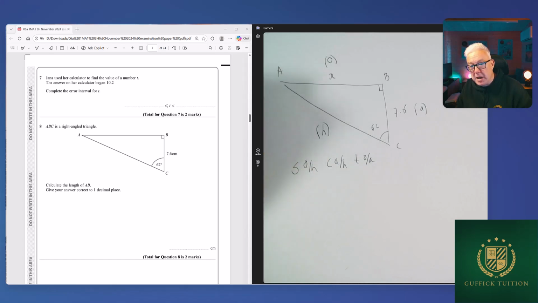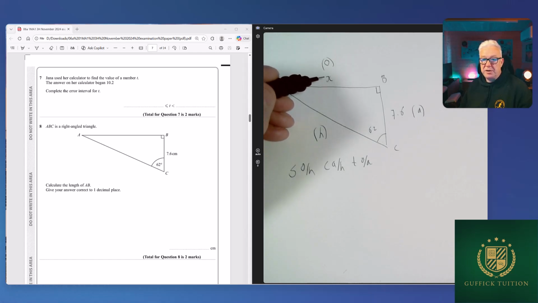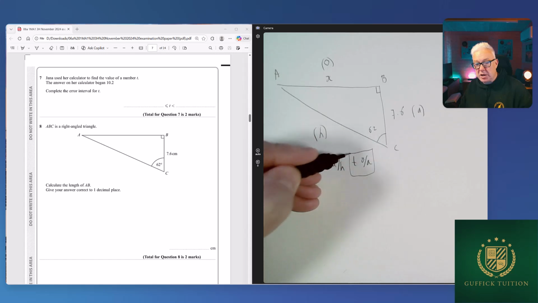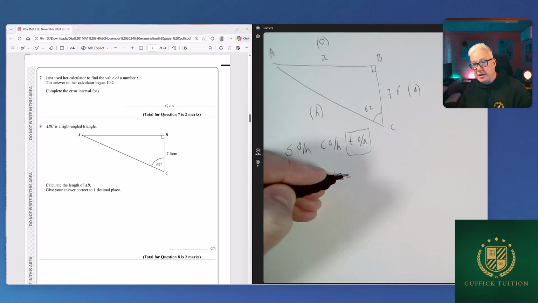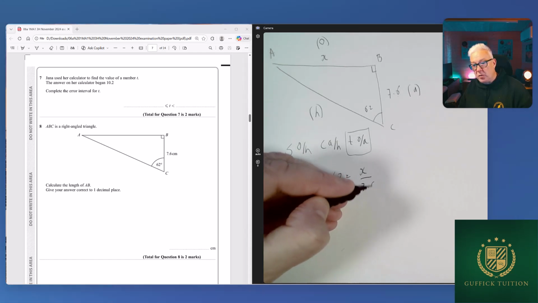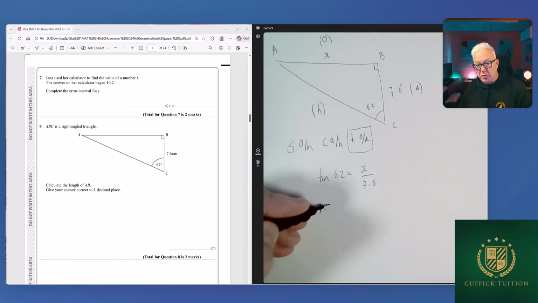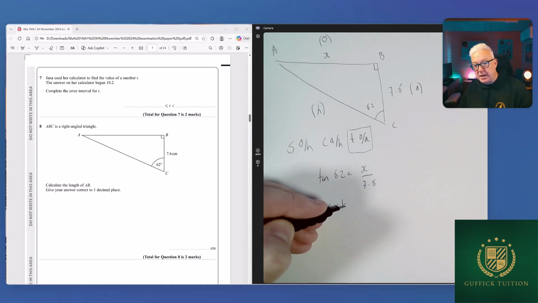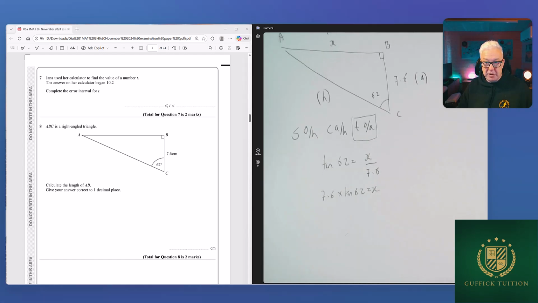Okay, and then let's see what we've got. So we have got the adjacent, and we're trying to find out the opposite. So the one that's got to do with opposite and adjacent is going to be the TOA, which means that tan of 62 is equal to the opposite, which is x, divided by the adjacent, which is 7.6. So from that, we can now work out that 7.6 times by tan of 62 is going to equal x. So let's have a look at that.